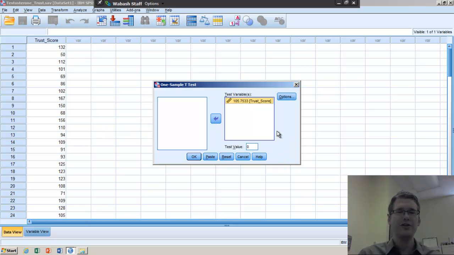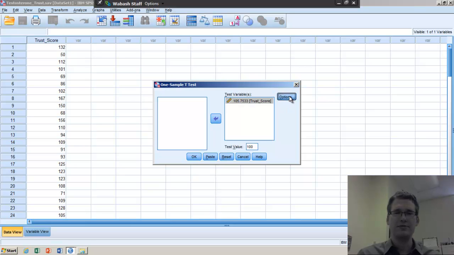The one thing you do need to remember for the one-sample t-test is SPSS doesn't know what the null hypothesis is. So it doesn't know what the population mean should be if there is no treatment effect. So here you need to enter a test value. This is the hypothesis mean from your null hypothesis. And recall that for this measure, we said that the population mean for the untreated population should be 100, that their trust score should be 100 if there's no effect of testosterone.